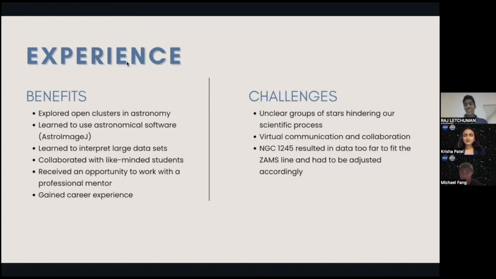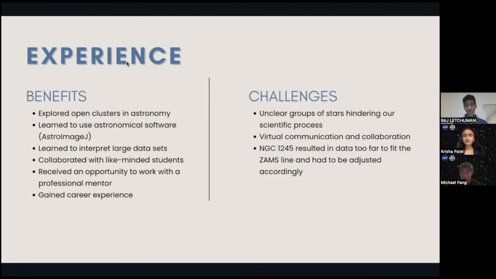Second challenge is the virtual communication and collaboration. We did everything over Zoom. We did everything over text messages and phone calls. So of course, we had to deal with that. It wasn't in person. And the last thing is an interesting challenge.